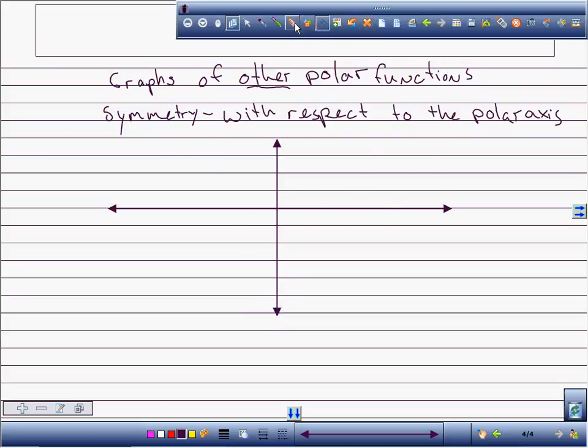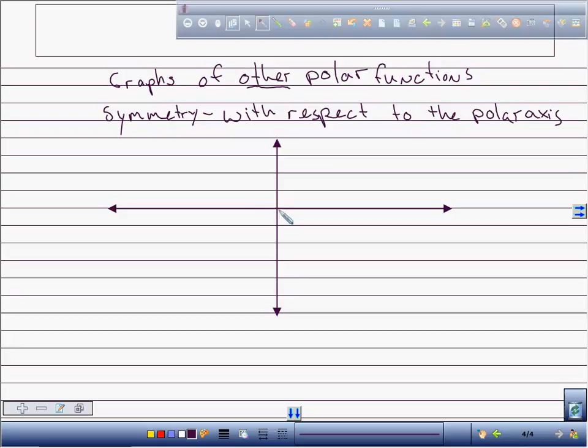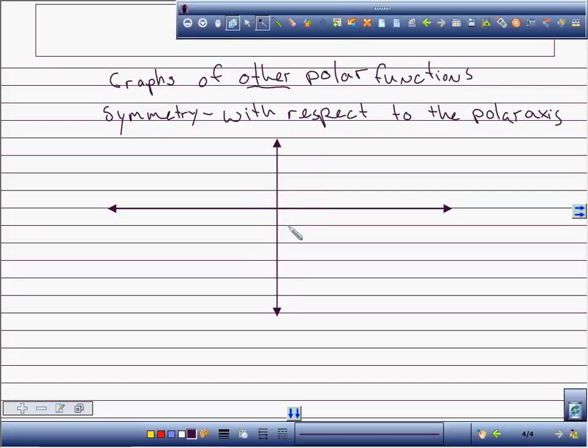If you have something that has symmetry with respect to the polar axis, I'm going to try to draw a shape, but I don't know how well I'll do. Maybe I do have a cardioid shape, something that looks, right? Oh, that's not right. This is just some shape that's not very good. Let's go back and try to make a cardioid shape.